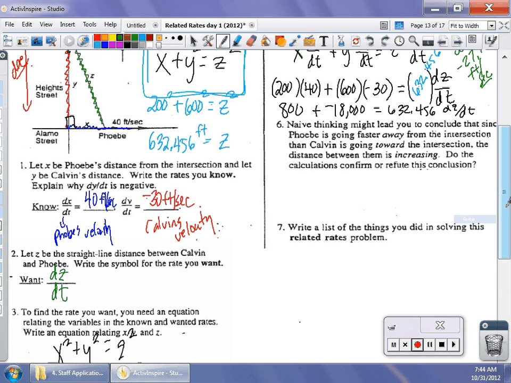Problem number 6. Naive thinking might lead you to conclude that since Phoebe is going faster away from the intersection than Calvin is going toward the intersection, the distance between them is increasing. Do the calculations confirm, or do they refute? Well, they refute this conclusion. Write a list of things that you did in solving this related rate problem.